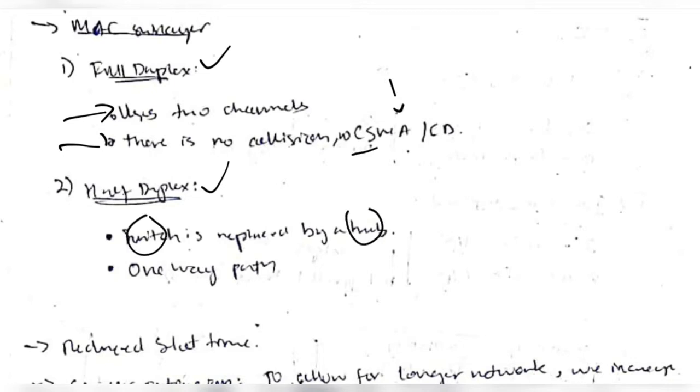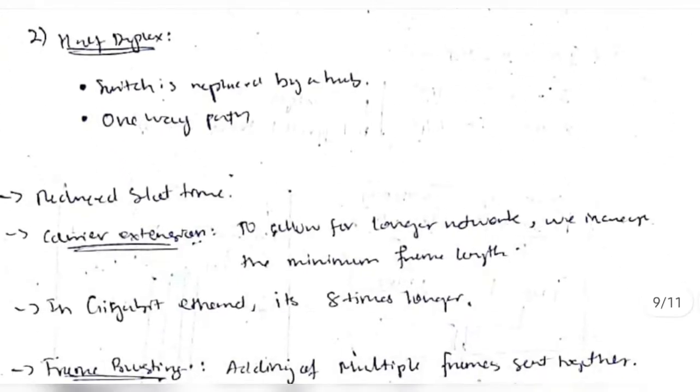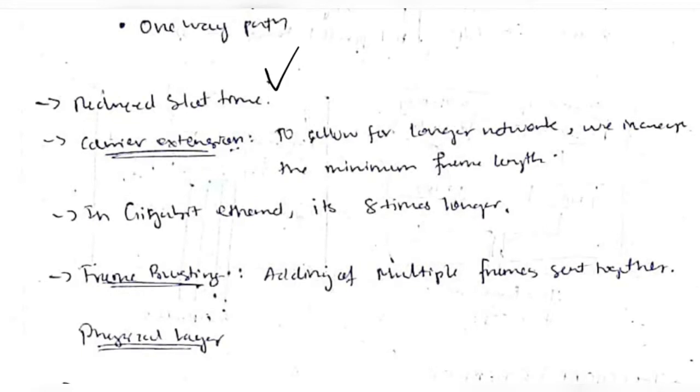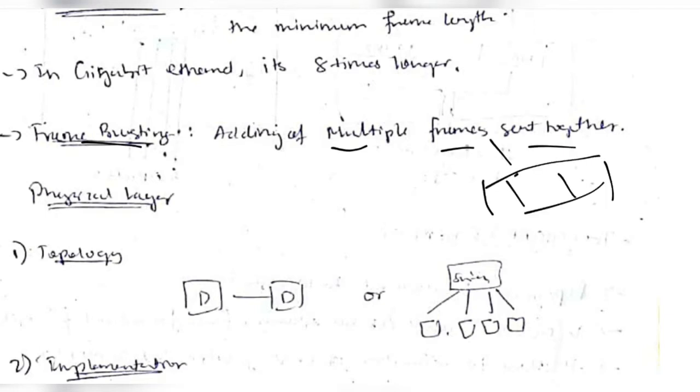Before, we were using a switch for connections. In this we'll be using a hub, and it's a one-way path, because in half duplex you can either send data at a time or receive data at a time. It also has reduced slot time, because it's 1 GB per second. If you want to transfer more data, we can increase the minimum frame length. The Gigabit is 8 times larger than the previous one, and it uses the concept of frame bursting. Frame bursting means adding multiple frames into the same frame, so multiple frames are sent together.